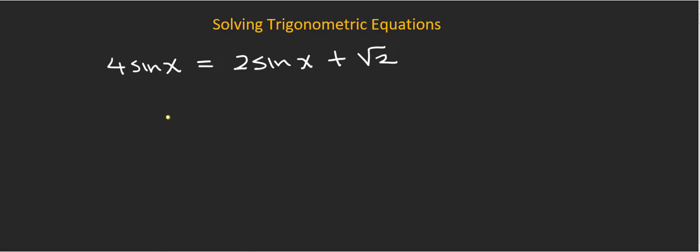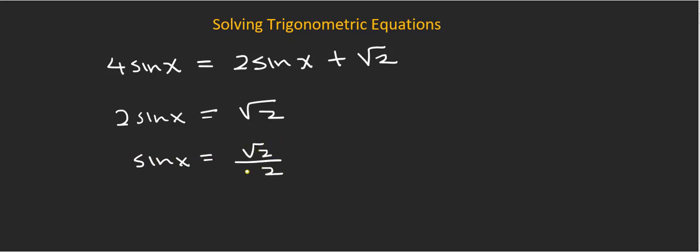Let's take a look at this example. So you have 4 sine x equals 2 sine x plus radical 2. So you want to solve for sine x first. Let's subtract 2 sine x from both sides. You get 2 sine x equals radical 2. You divide both sides by 2, you get sine x equals radical 2 over 2.